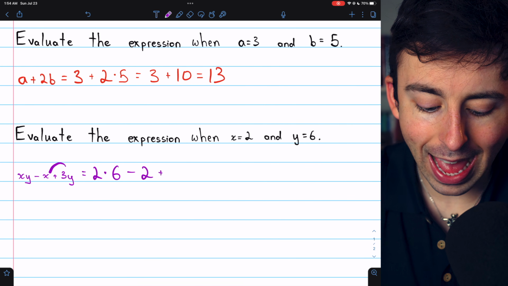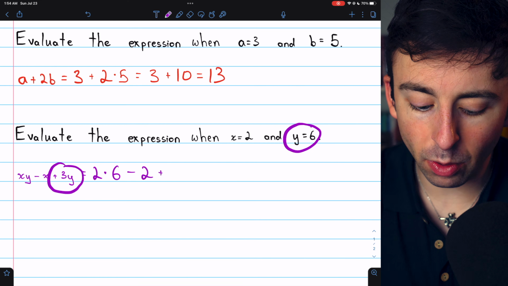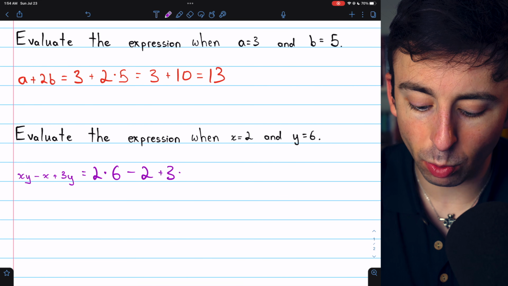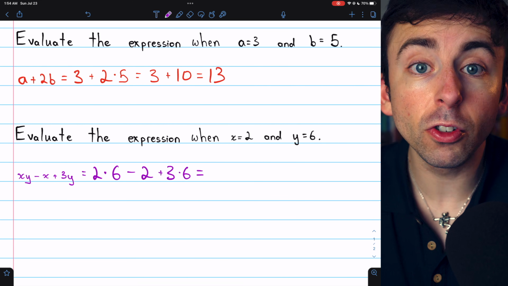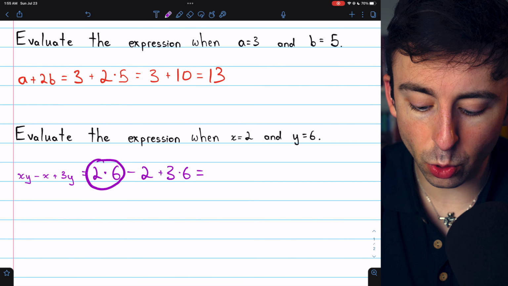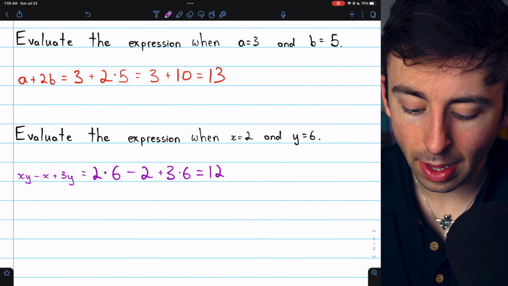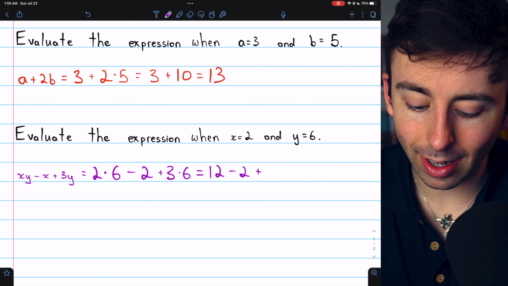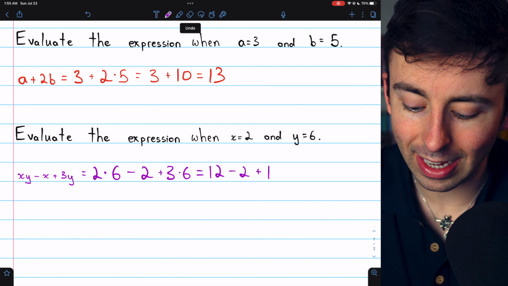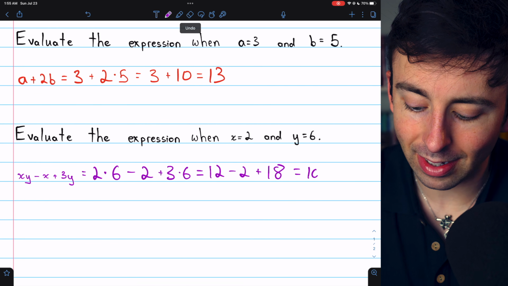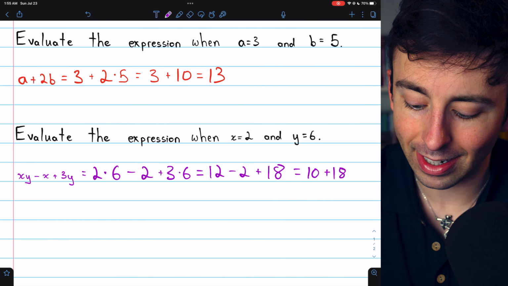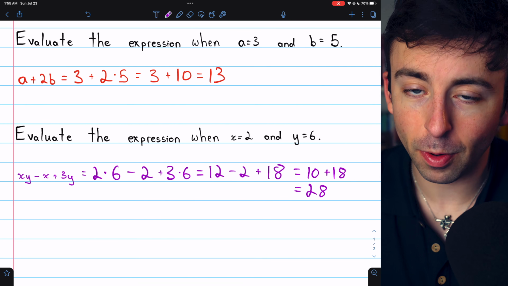Then we finish by adding 3y. Again, y is 6, so this is 3 times 6. Then just do the arithmetic. 2 times 6 is 12, minus 2, plus 3 times 6 is 18. Then 12 minus 2 is 10, so we have 10 plus 18, which gives us our answer 28.